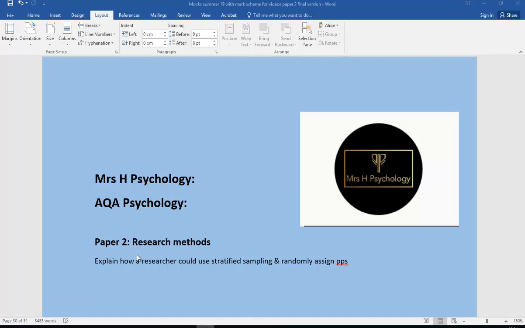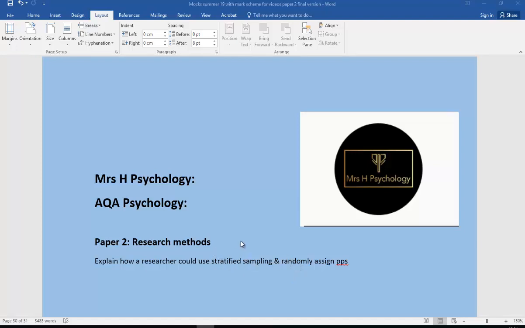Okay, Mrs. H, psychology, a research paper, so paper 2 specifically, but it could come up in paper 1 or 3. Remember, any of the research methods can. So explain how a researcher could use stratified sampling and randomly assign those participants using this stratified sampling. Okay, so stratified sampling always involves random allocation anyway.